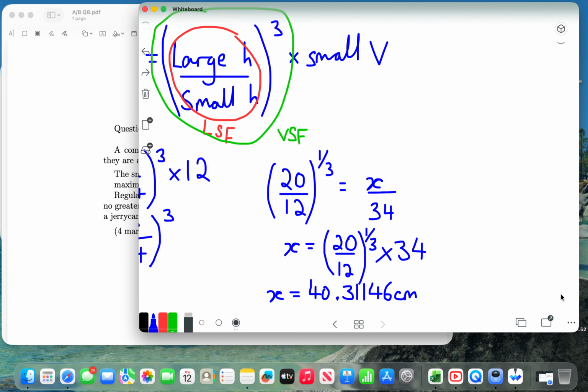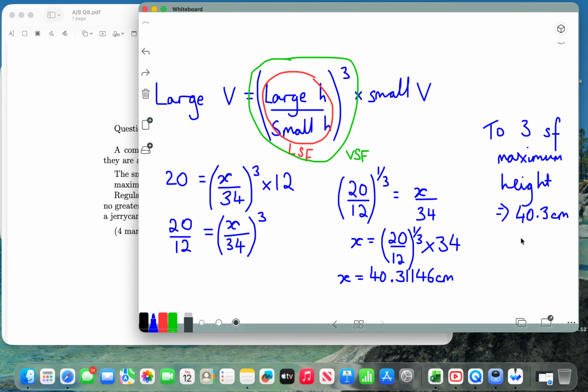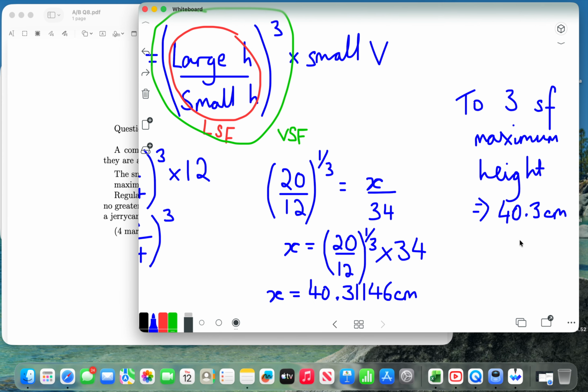I'm going to give this to 3 significant figures. The maximum height will be 40.3 centimetres. And we've now finished.